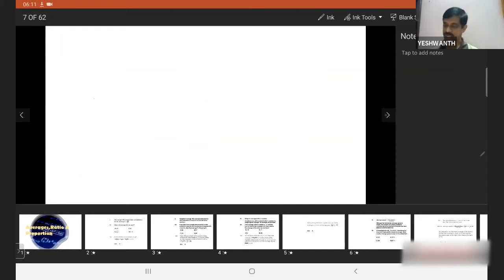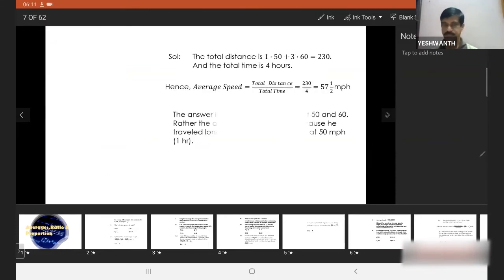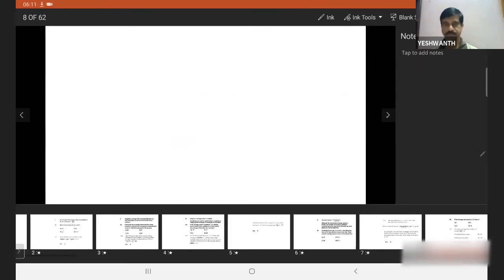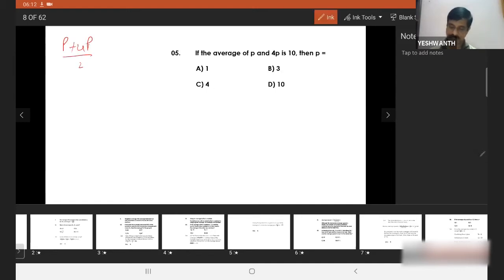Okay, let's go to the next question. This is all fine. Yeah. So now look at this question. If the average of P and 4P is 10, then what is P? Simple, children, very simple. P plus 4P by 2 is average, that is equal to 10 he gave. 5P equal to 20, P equal to 4. So you have option C. Average means sum of the numbers by 2, isn't it?